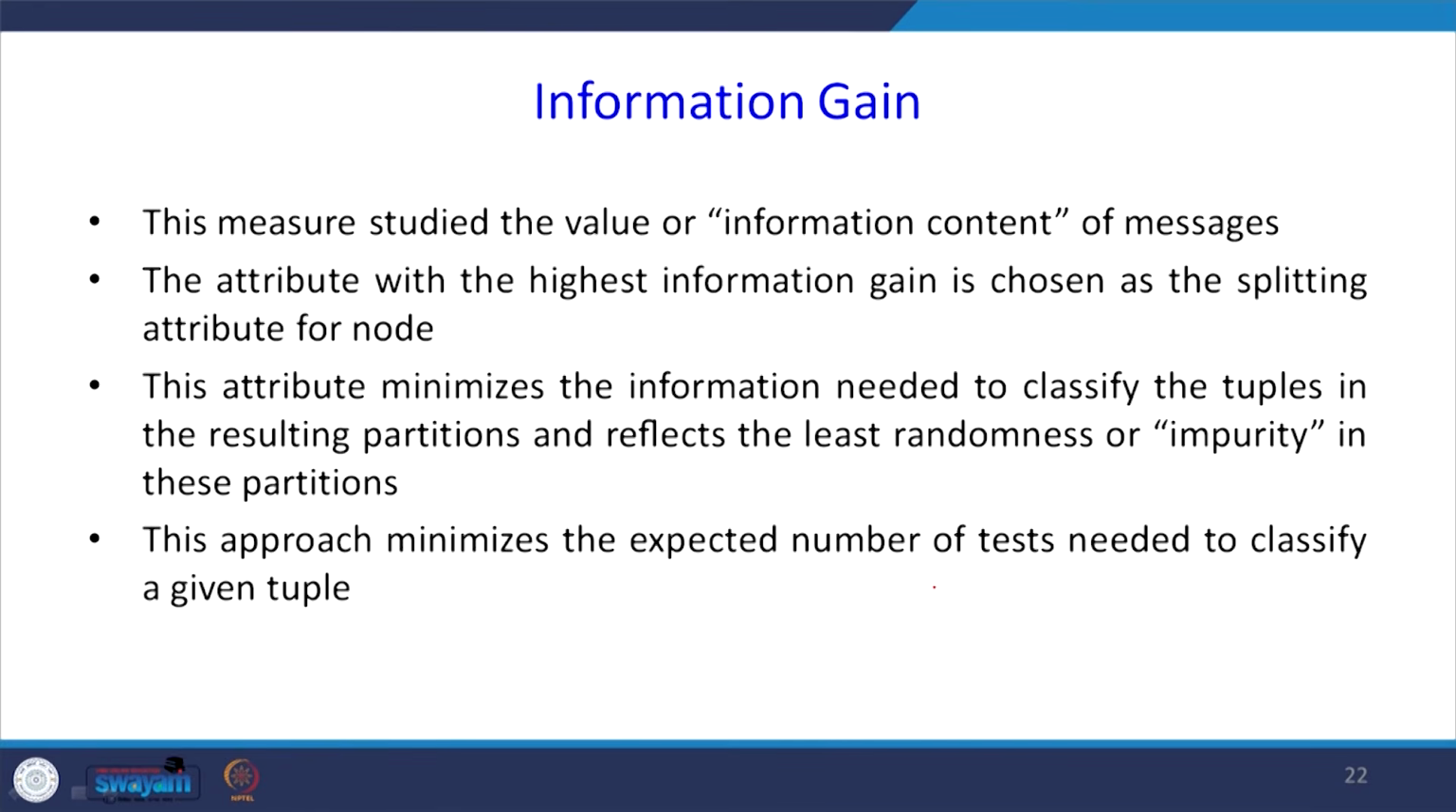Then we will go to the first criteria for selecting the attributes, information gain. This measure studies the value or information content of messages. The attribute with the highest information gain is chosen as the splitting attribute for the node. This attribute minimizes the information needed to classify the tuples in the resulting partitions and reflects the least randomness or impurity in these partitions. So, this approach minimizes the expected number of tests needed to classify a given tuple.